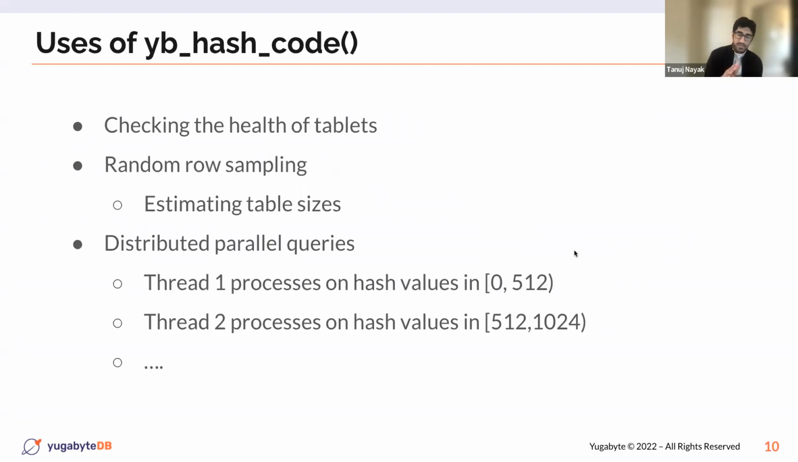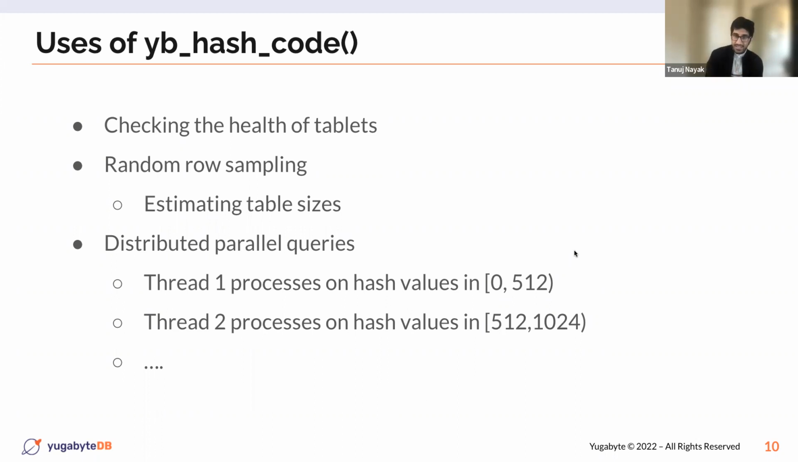Speaking of uses of this particular function, you can do a few things. Given that you can now specifically point at tablets and specific places in the tablet, saying I want this row, or I want to check up on this row, it is very easy for you or a support engineer to check the health of any particular tablet, or the health of any row whose hash value might be 24 or something like that. So it's nice for debugging purposes and sanity check purposes.